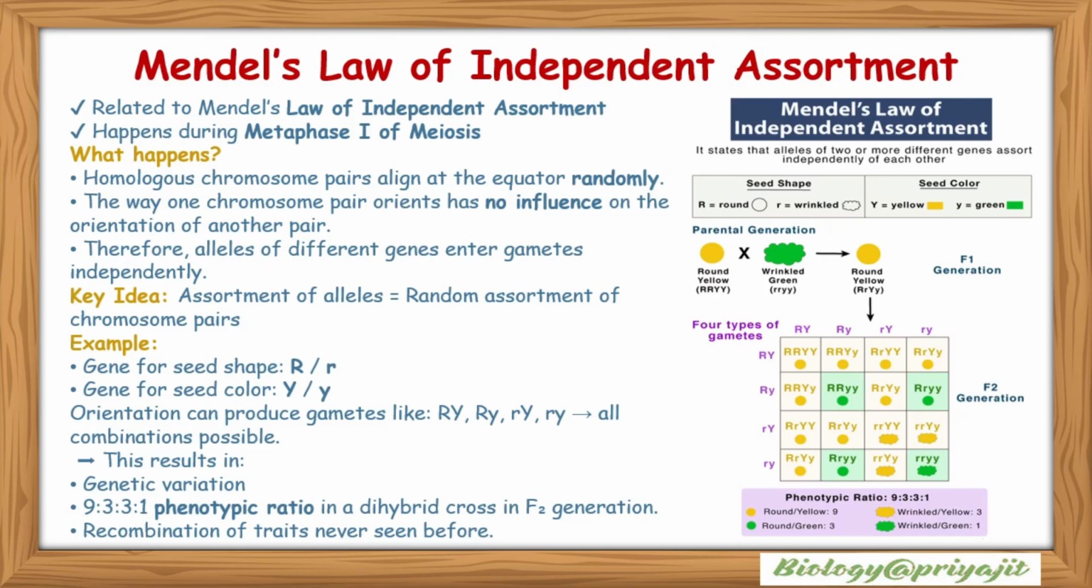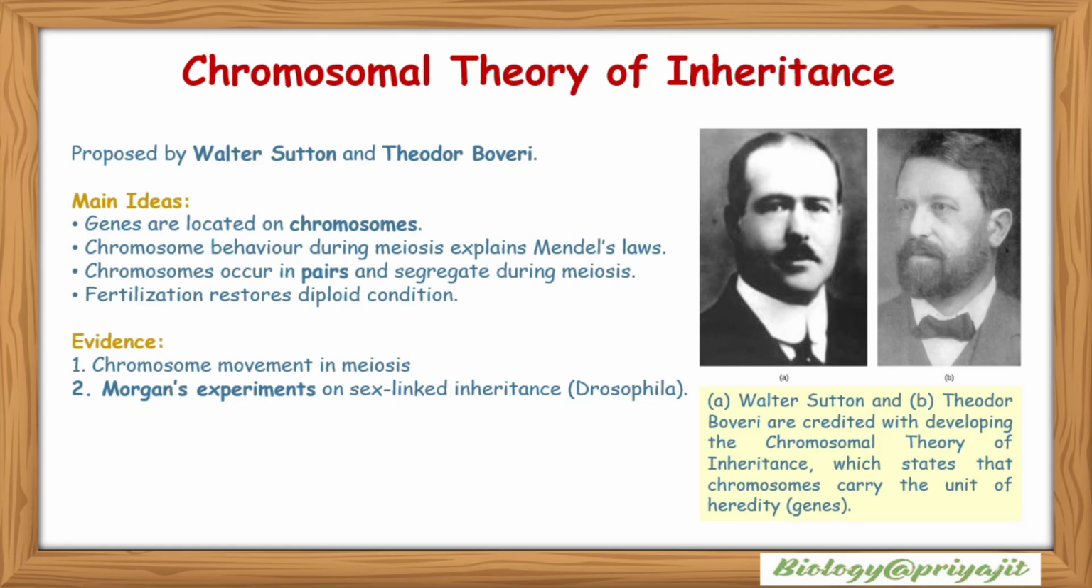Example: gene for seed shape, capital R small r, and gene for seed color, capital Y small y. Orientation can produce gametes like capital R capital Y, capital R small y, small r capital Y, and small r small y. All combinations are possible. This results in genetic variation. It gives the 9:3:3:1 phenotypic ratio in a dihybrid cross in the F2 generation, and recombination of traits never seen before.